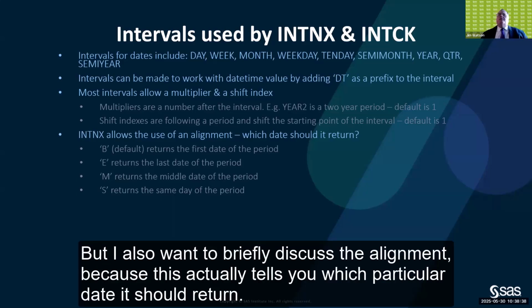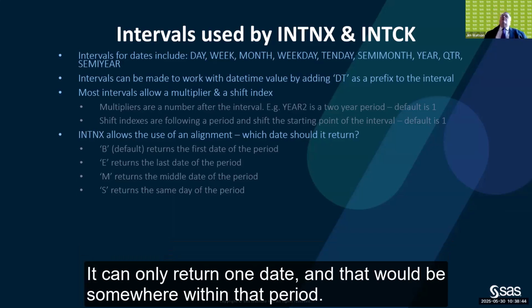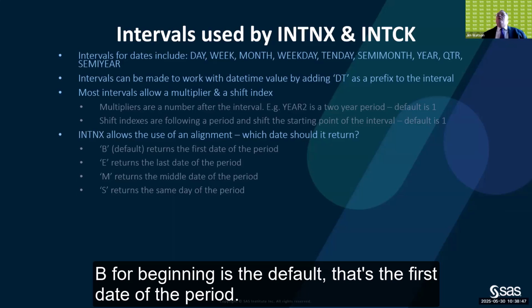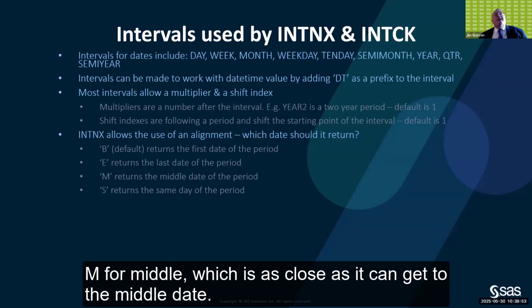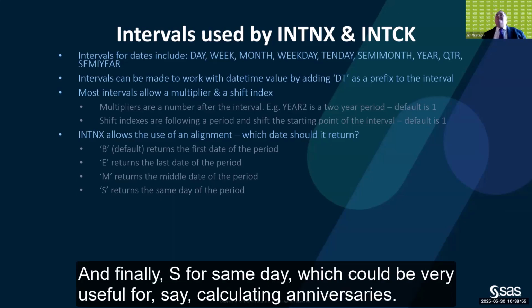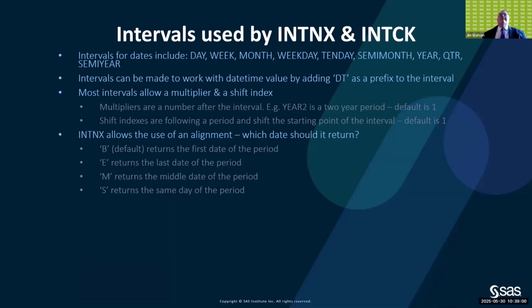But I also want to briefly discuss the alignment, because this actually tells you which particular date it should return. It can only return one date, and that would be somewhere within that period. B for beginning is the default, that's the first date of the period. E for end, the last date of the period. M for middle, which is as close as you can get to the middle date. And finally, S for same day, which could be very useful for, say, calculating anniversaries.